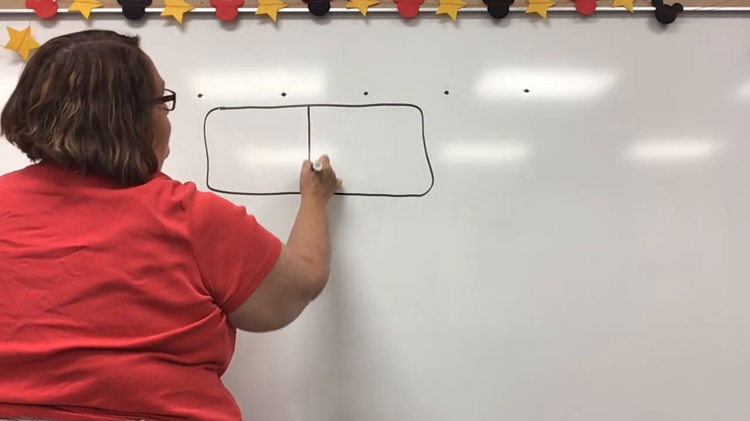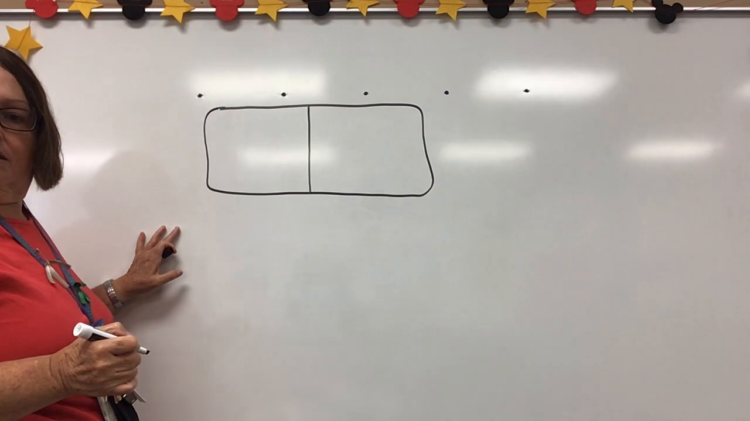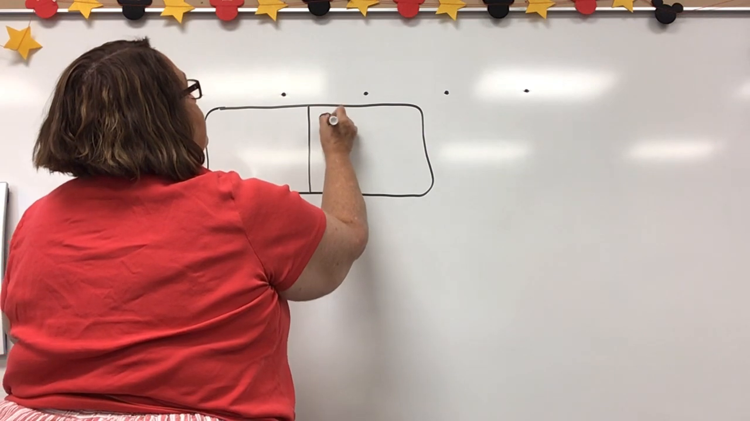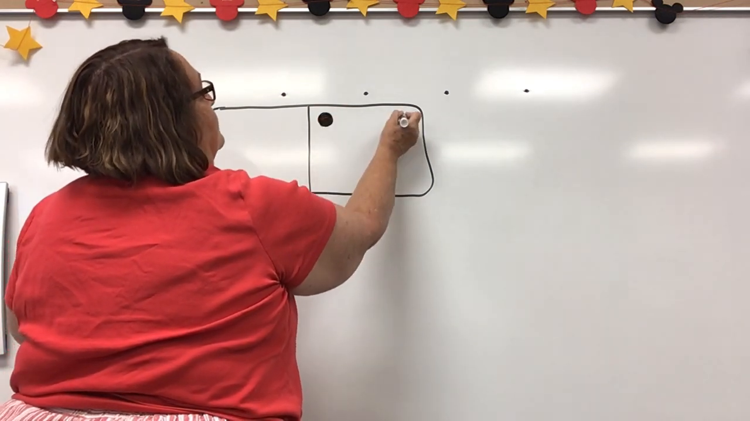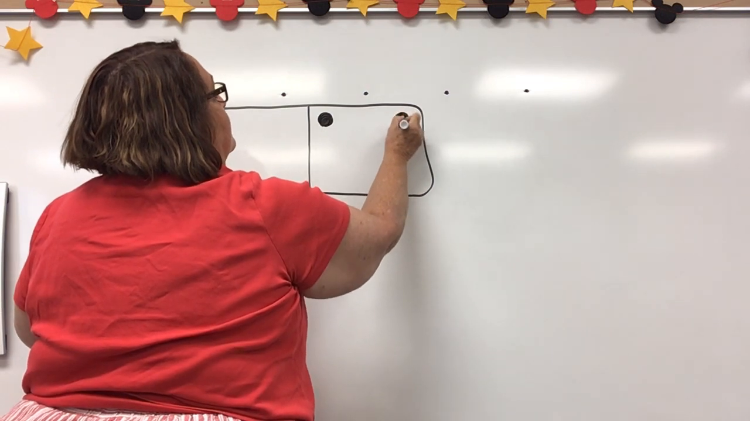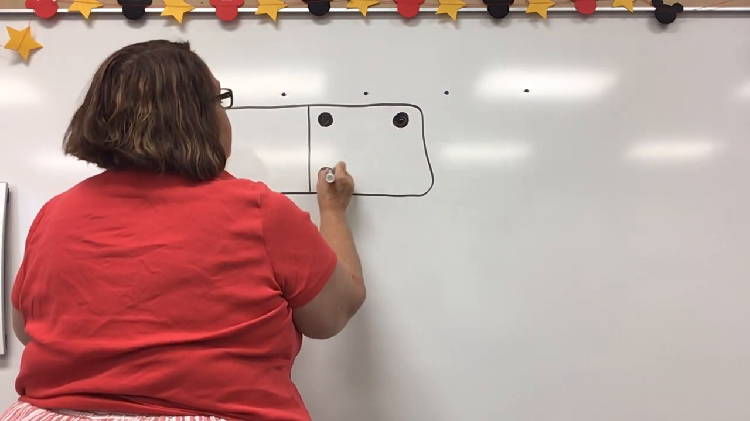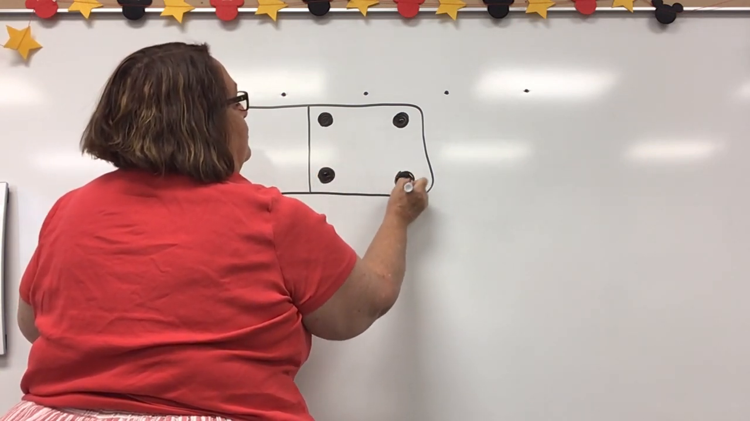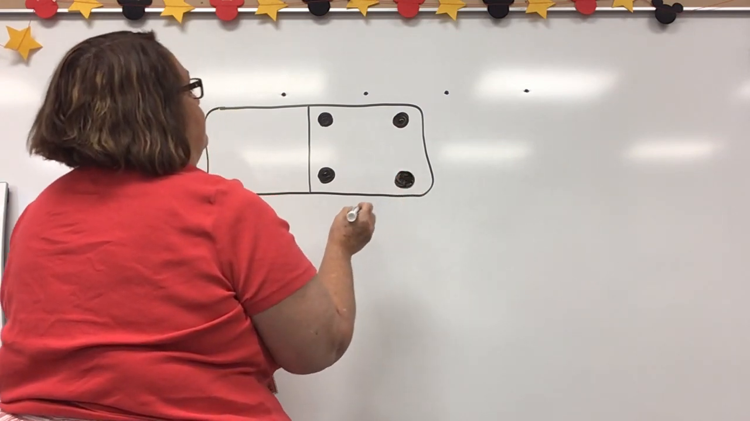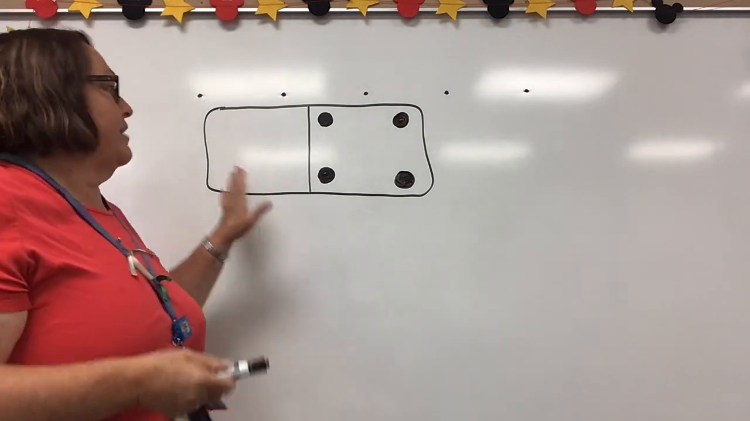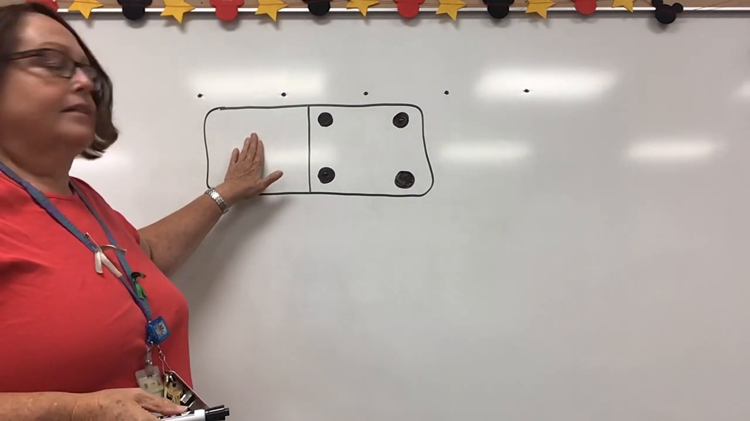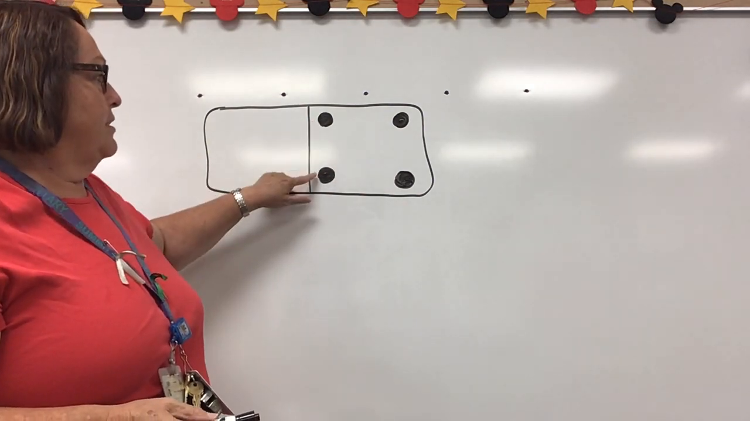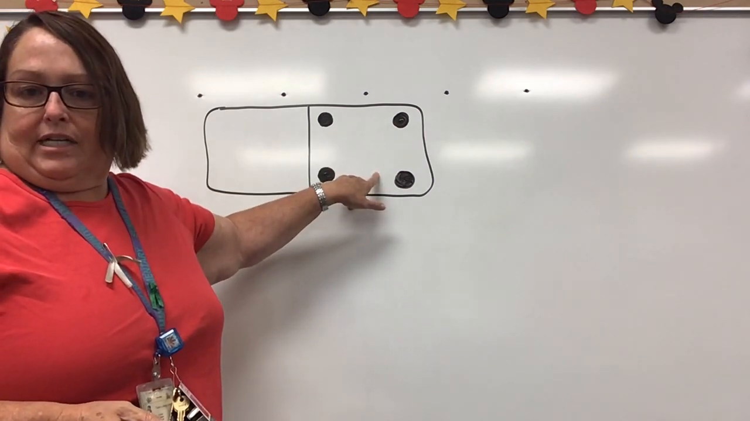Okay, and I know a domino has two sides, and there are dots on both sides. Now let's see. I'm going to put a dot in this corner, a dot in this corner, a dot in this corner, and a dot in this corner. And I'm just going to leave the other side alone. Okay, there we go. So I have a domino, and this side doesn't have any dots. And this side has how many? 1, 2, 3, 4 dots.